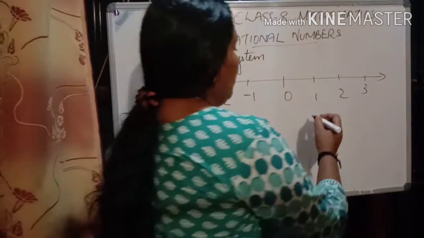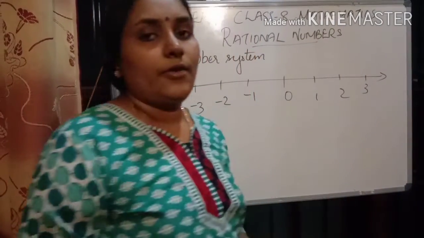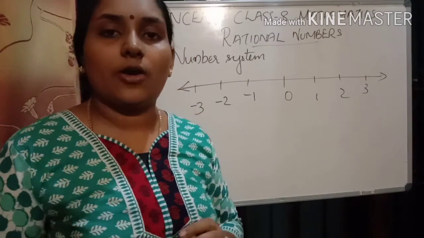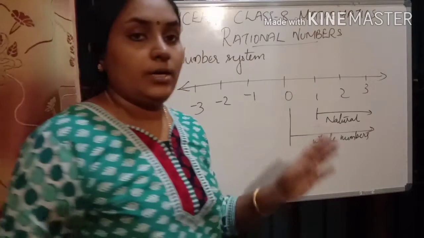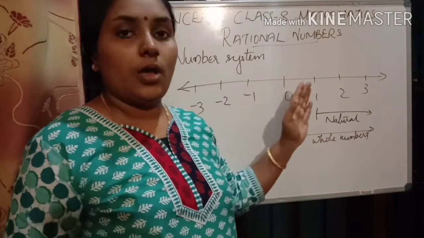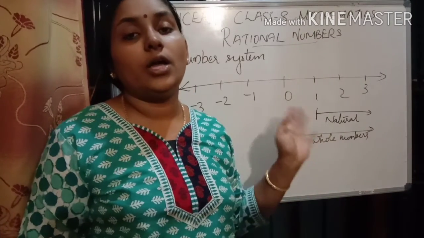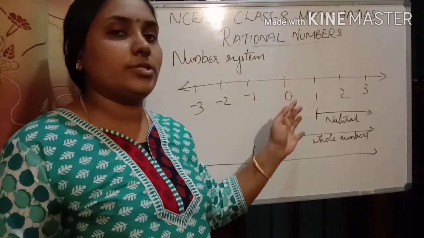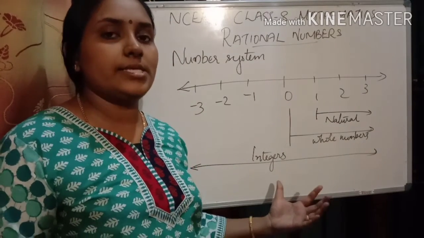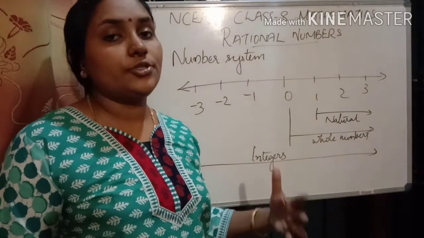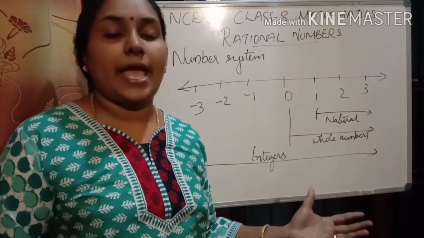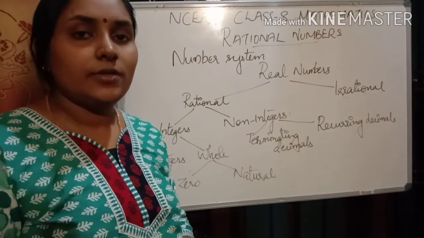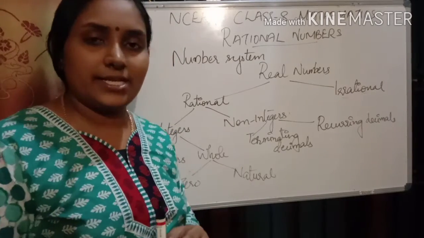Here we can say that 1, 2, 3, etc. are called natural numbers. From 0 and the natural numbers are called whole numbers. Both the negative numbers and positive numbers are called integers. Integers can be divided into two, positive integers as well as negative integers. Students, see the classification.